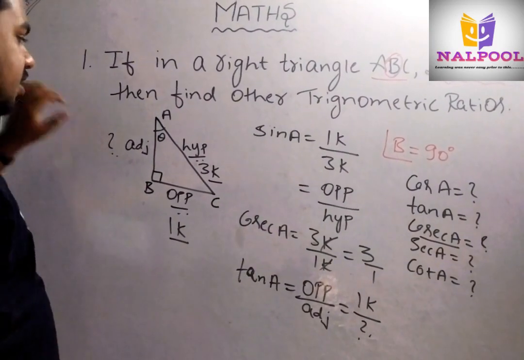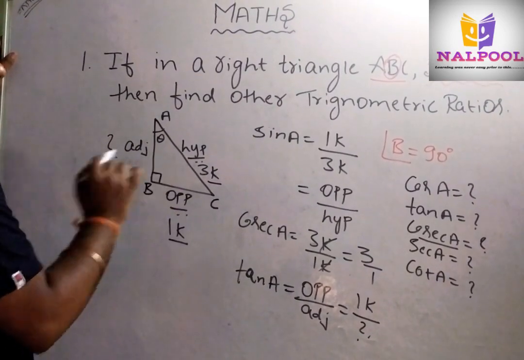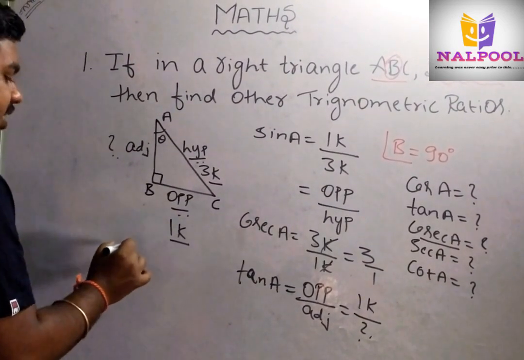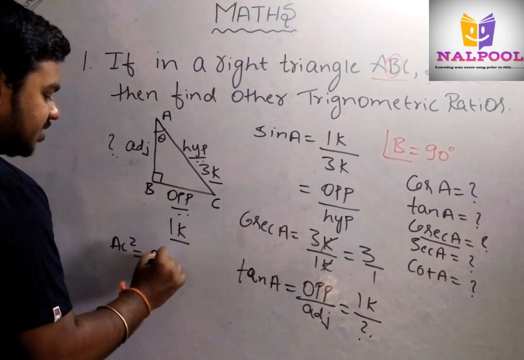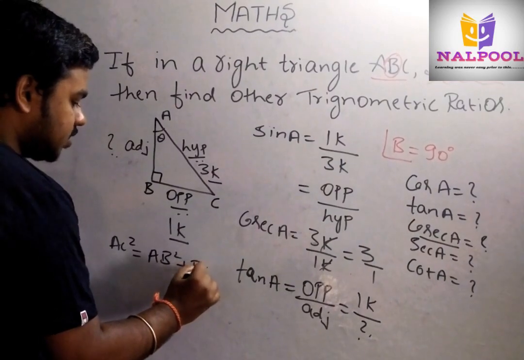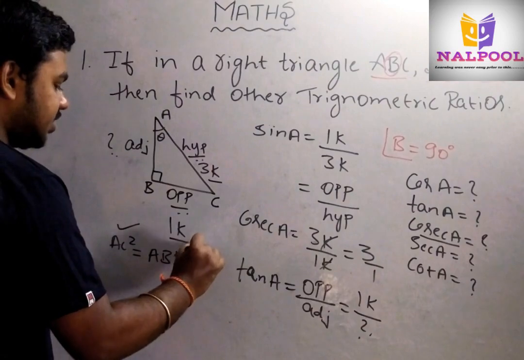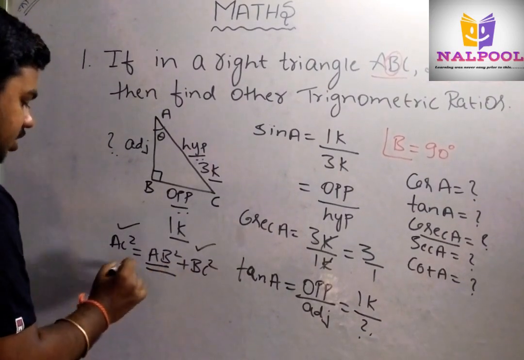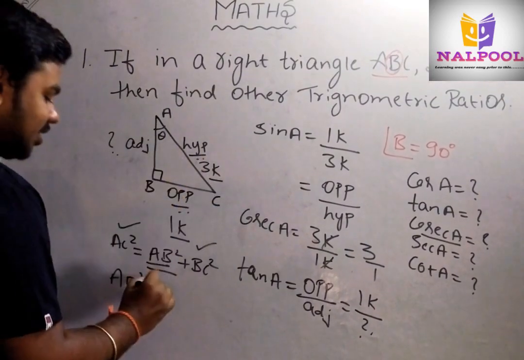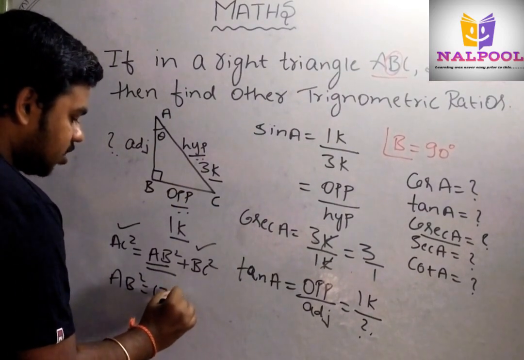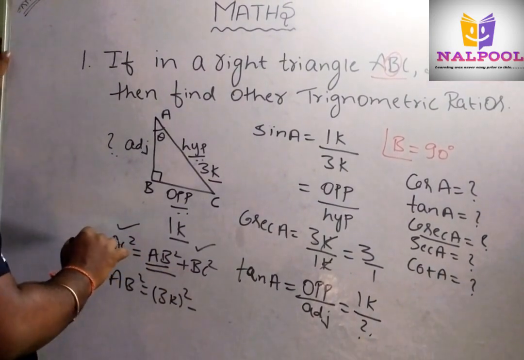You may have an idea. We can apply the Pythagoras theorem for right angle triangle ABC. If you apply the Pythagoras theorem, what will it become? AC square is equal to AB square plus BC square. Here we know AC and we know BC. Then we can find AB, no? AB square is equal to AC square, which is 3k whole square, minus BC square. If it comes to this side, it means minus BC square.